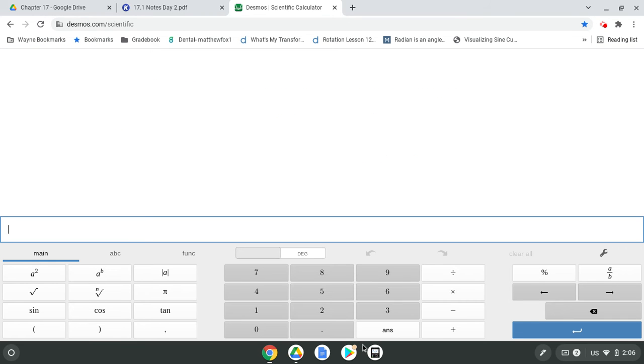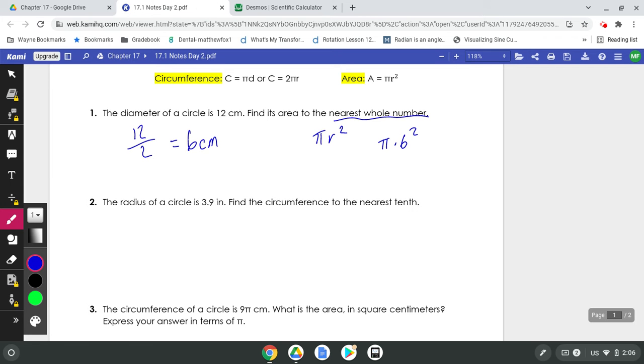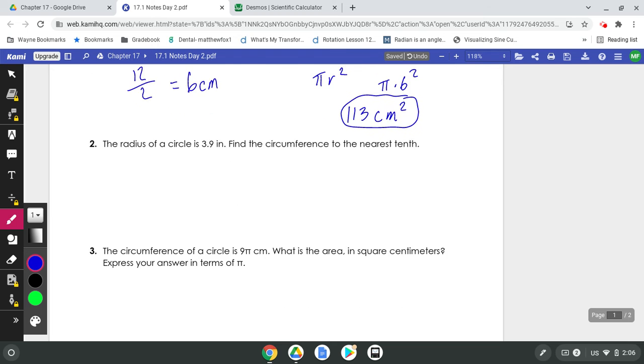So we go into our calculator, and here I'll open up desmos.com/scientific. That's what I recommend you use. And it's 36 times, you can either type pi or use this button right here, pi. And we'll round to the nearest whole number, so 113. Now here's the big takeaway. It's area, so our label is squared. Make sure you square it if it's area.